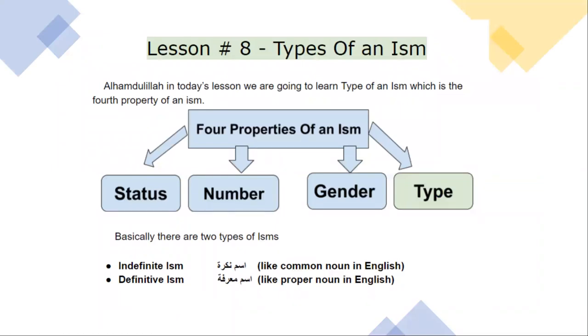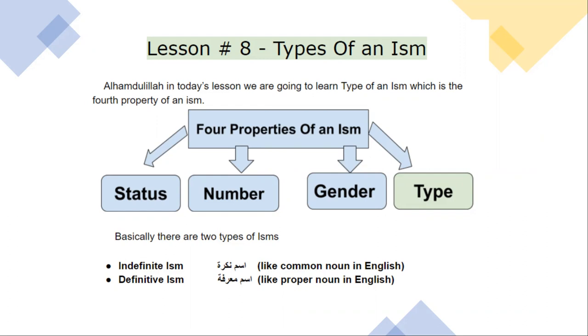So in this video, inshallah, I'm going to cover lesson number 8. And in this lesson, we are going to learn types of ism. Types of ism, as you know, is the fourth property of an ism. Because it's the fourth property, we are going to cover all the properties of ism with this lesson number 8.